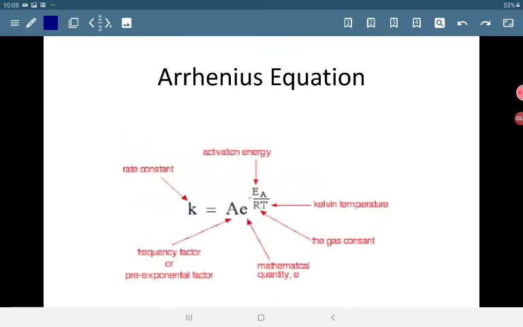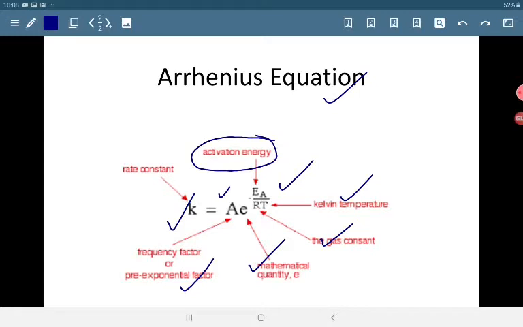The effect of temperature on a chemical reaction can be studied with the help of a very important equation called Arrhenius equation. This equation is K is equal to A e raised to power minus Ea by RT, where K is the rate constant of the reaction, A is frequency factor or pre-exponential factor, this small e is the mathematical quantity e, called exponential factor, Ea is the activation energy, R is the gas constant, and T the temperature in Kelvin. About activation energy and frequency factor, these terms will be taken up later on.